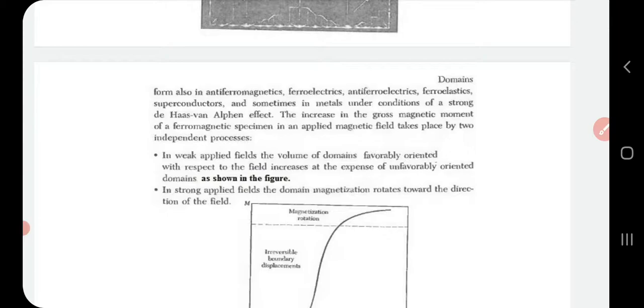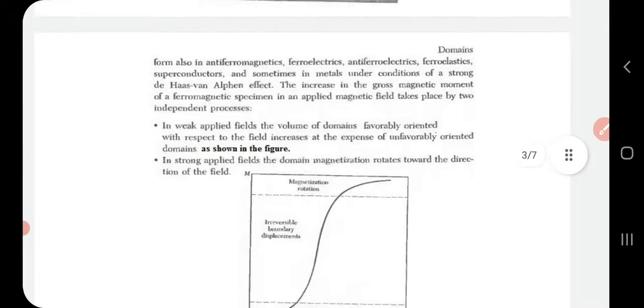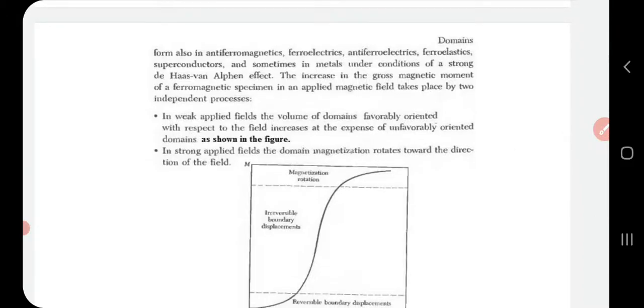That is, when you apply a weak field, domains which orient in the direction of field will increase when compared with the domains which orient unfavorably with respect to the field. That is, domains which orient in favor of the field will increase when compared to domains which orient not in favor of the field. Then that is in the case of when you are applying a weak field.